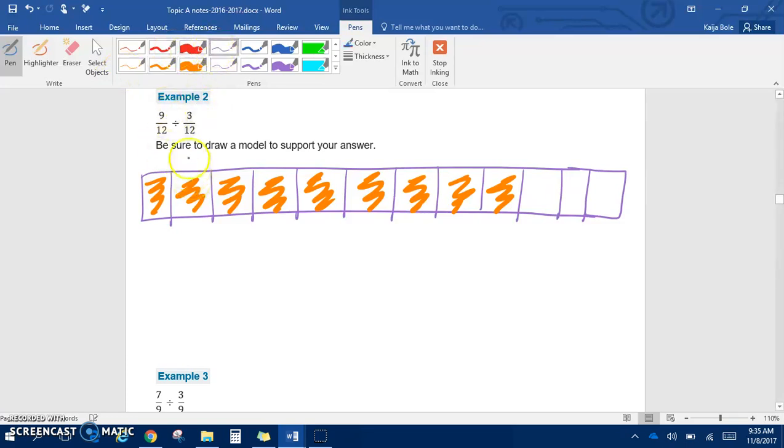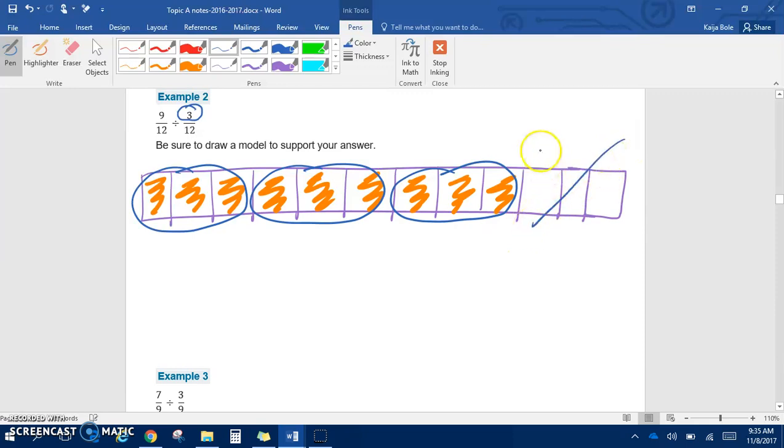And now we're dividing by 3/12. So 3 is how many we circle. So we're circling groups of 3. Here's one group of 3. Here's 2 groups of 3. And then here's 3 groups of 3. Because these weren't shaded in, it's alright that they don't count. So we have 3 groups of 3. So that means our answer here would be 3.